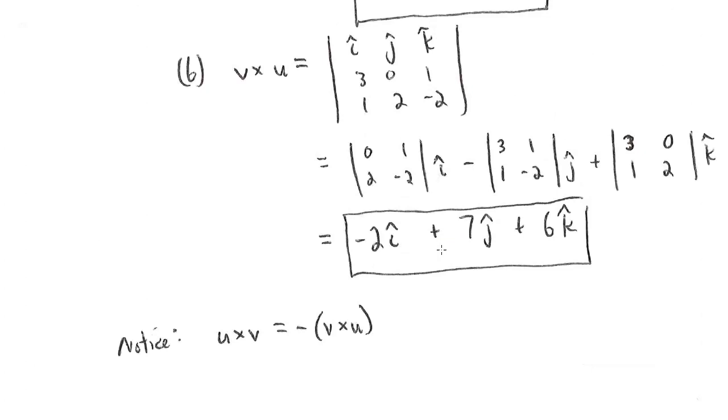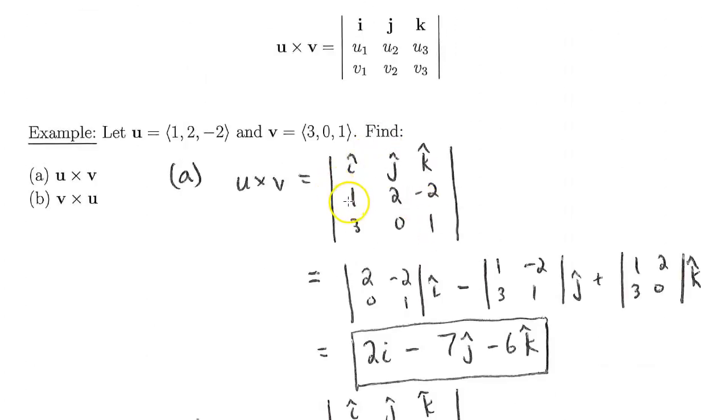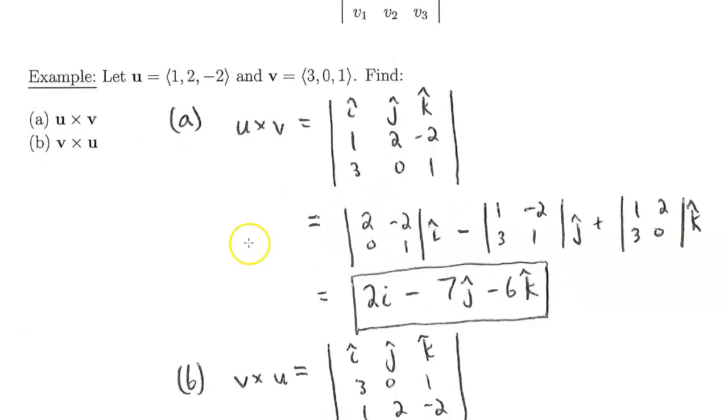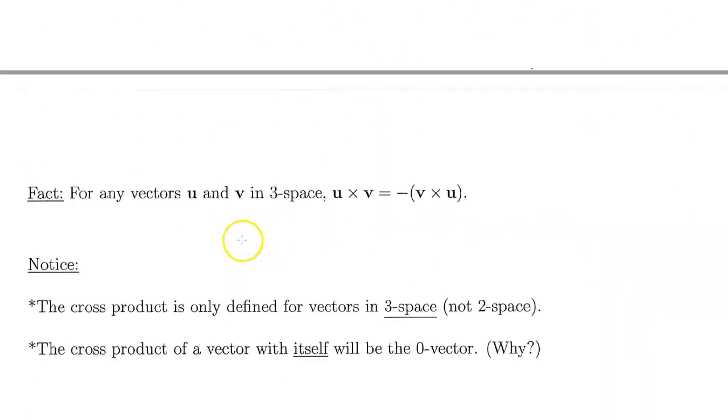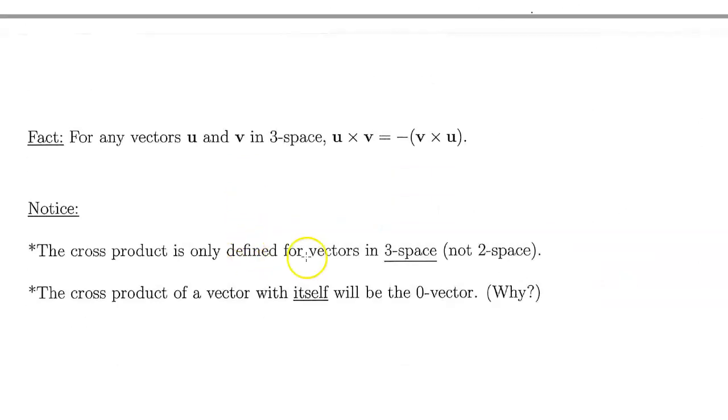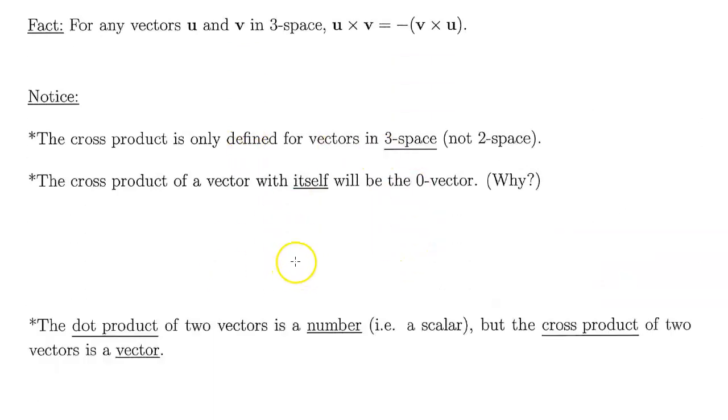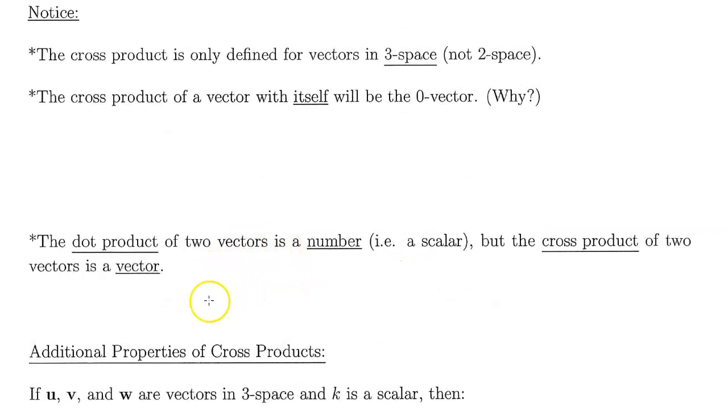Now, why is that the case? Well, if you do the cross product of a vector with itself, let's say 1, 2, minus 2 with itself, you'd have 2 rows of this matrix being the same. And remember, we said that if you have 2 rows of a matrix being the same, the determinant will be 0. Okay, so you end up getting the 0 vector. Okay, so if you think that through. Okay, now also the dot product of 2 vectors is a number, like I mentioned here, but the cross product of 2 vectors is a vector.